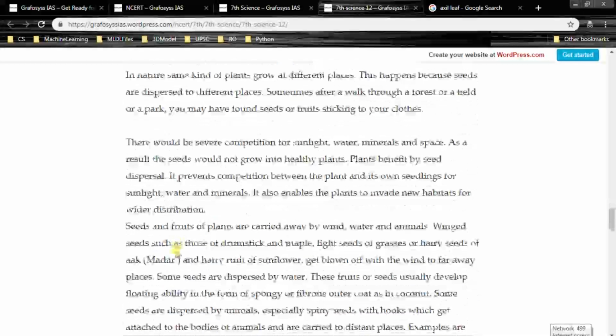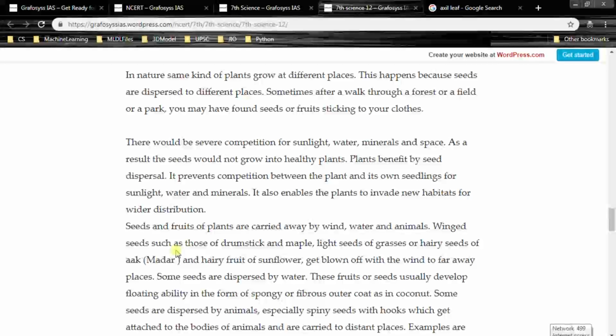There would be severe competition for sunlight, water, minerals and space. As a result, the seeds would not grow into healthy plants. Plants benefit by seed dispersal. It prevents competition between the plant and its own seedlings for sunlight, water and minerals. It also enables the plants to invade new habitats for wider distribution.